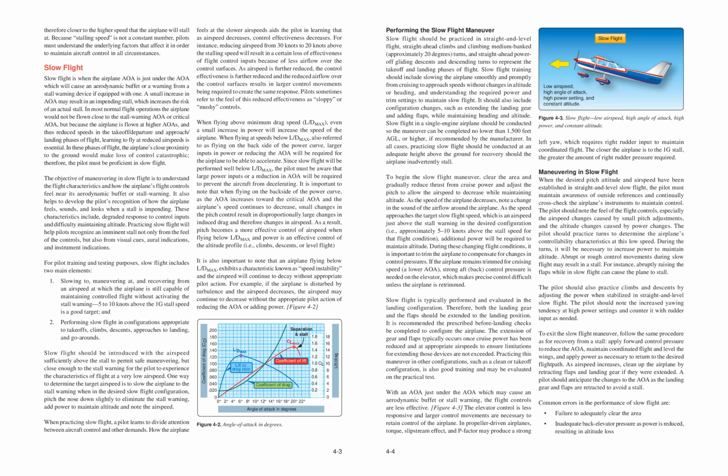It is also important to note that an airplane flying below L/Dmax exhibits a characteristic known as speed instability, and the airspeed will continue to decay without appropriate pilot action. For example, if the airplane is disturbed by turbulence and the airspeed decreases, the airspeed may continue to decrease without the appropriate pilot action of reducing the AOA or adding power.